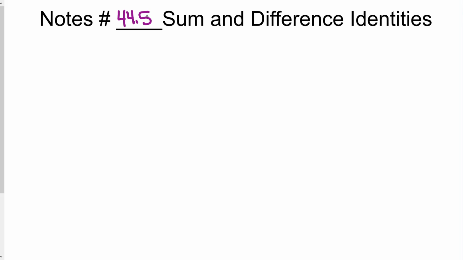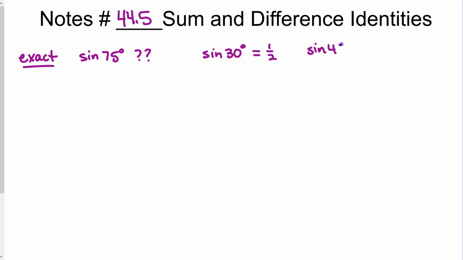Okay, so I have a question. What if you wanted to find the exact answer for sine of 75 degrees? Do we have a way to do it? Well, notice that 75 degrees is the same thing as 30 plus 45. And we know how to find the exact value of sine of 30 degrees. We would draw a reference triangle. We end up with 1/2. And we know how to find the exact value of sine of 45 degrees. Draw a reference triangle. We would end up with square root 2 over 2.